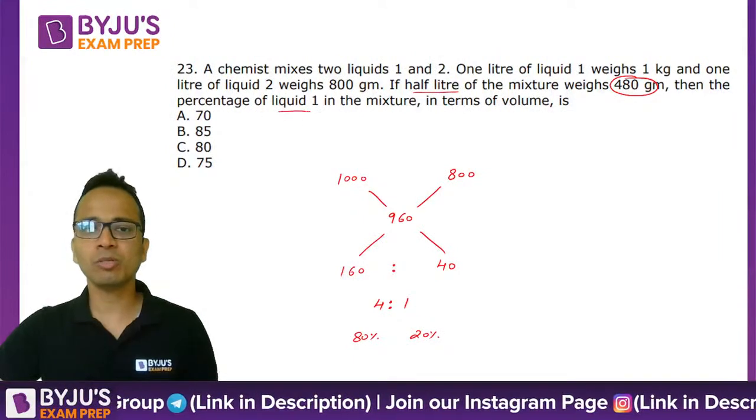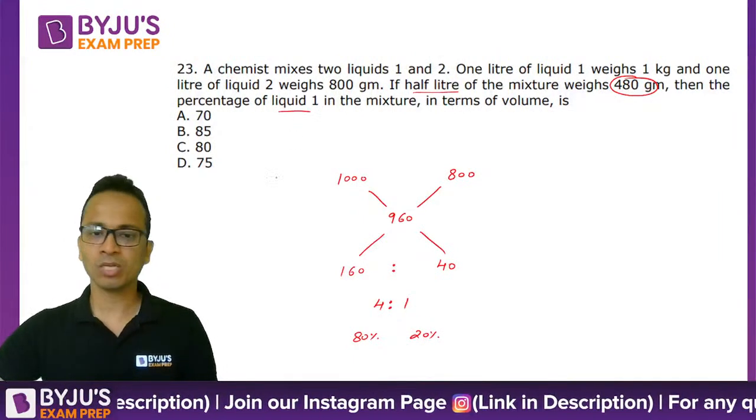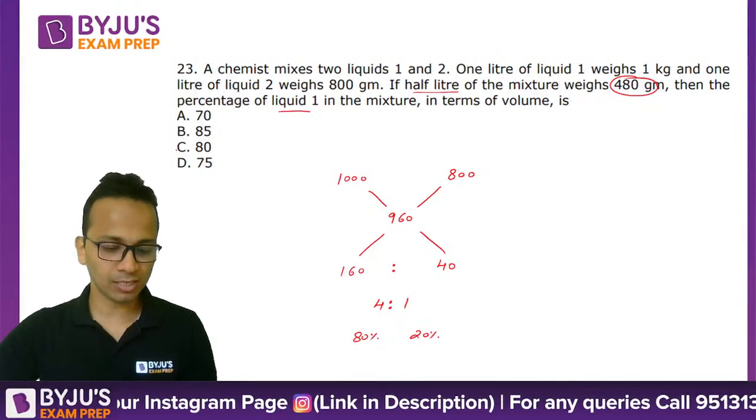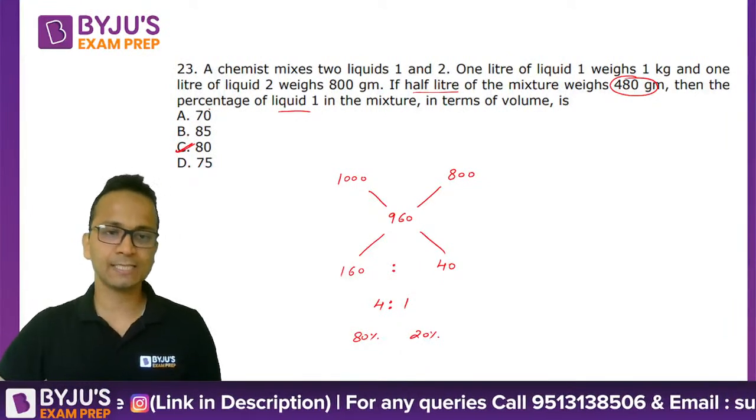Now they are talking about the percentage of liquid 1 in the mixture, so you can say that the answer will be option C, that is 80.